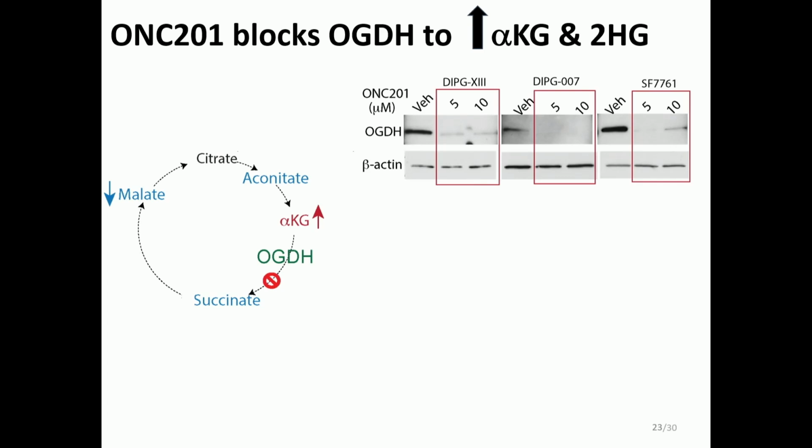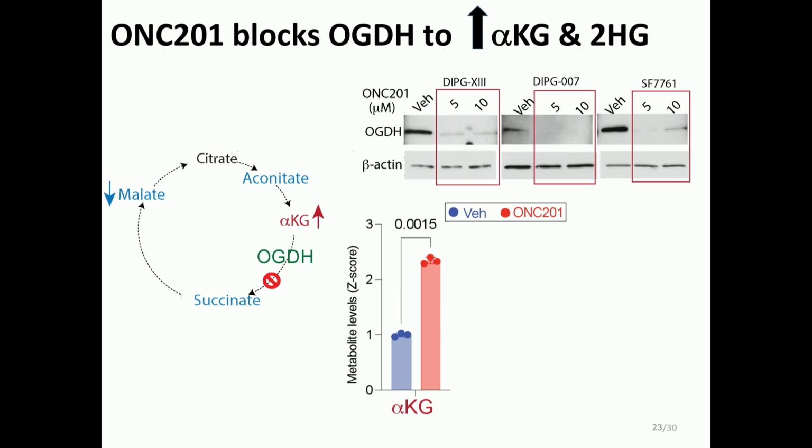OGDH. This gene, OGDH, takes alpha-KG and degrades it, so it removes it within the TCA cycle. You can see when you treat with this drug in 3 independent DIPG cell lines, you get a reduction in this protein because this drug is activating the protease that chews up this protein. If this protein is being chewed up, you should get a backup of alpha-ketoglutarate, and that's what you see. The alpha-ketoglutarate levels actually go up when you treat these cells with ONC201.